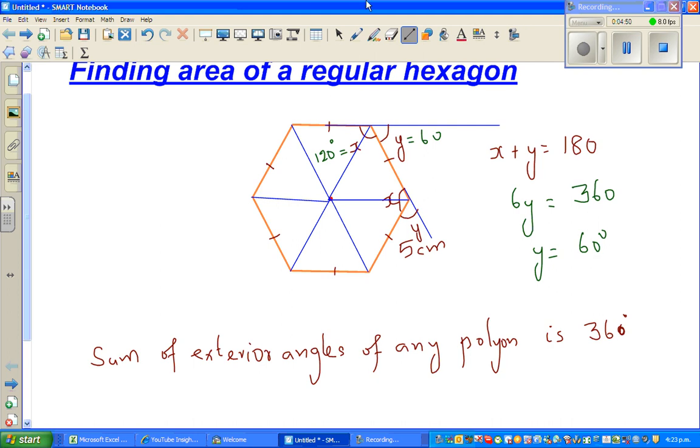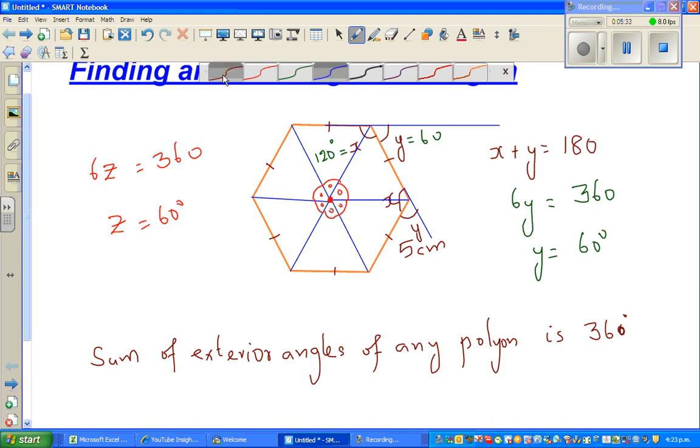We want to see what type of triangle this is. Can you understand that angles at a point add to 360? So each of these angles is equal. I'm going very slowly so that you understand. Let us say this is Z, this will also be Z, and this will also be Z. So can I say 6Z is equal to 360? So Z is 60 degrees. Each of these angles is 60 degrees, and these two angles together make 120 degrees.